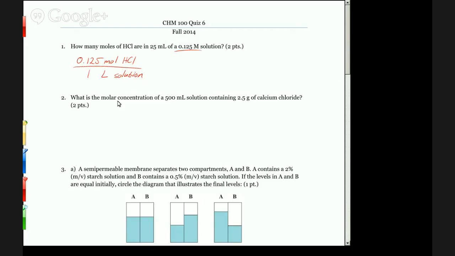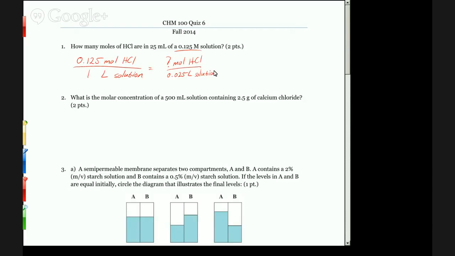So if you got an answer of more than 0.125, you know it's going to be way less than 0.125 because this is a fraction of a liter. So if it's 0.125 moles in the whole liter of solution, how many moles are in 25 milliliters or 0.025 liters? So that's one way, to set it up like a proportion. Realize that the concentration has to be the same because it's a 25 milliliter sample. So 0.125 in 1 liter has to be the same as some number divided by 0.025.